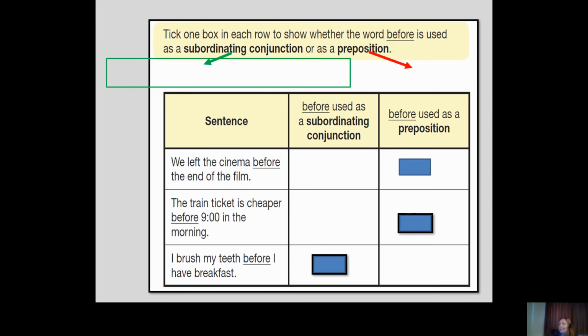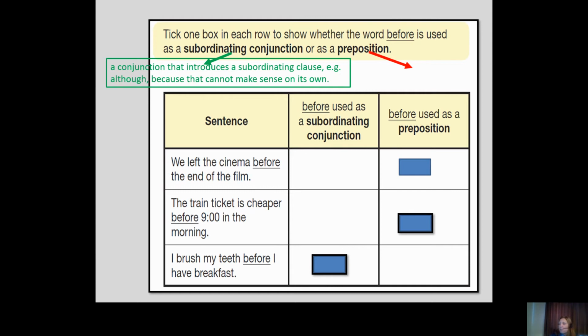So here's your answers then. We left the cinema before the end of the film. It's being used as a preposition. It tells us more information about the order of things, about time and how things happened. The train ticket is cheaper before 9 o'clock in the morning. Okay, and I brush my teeth before I have breakfast. That one is a subordinating conjunction. Let's explain that a bit more.